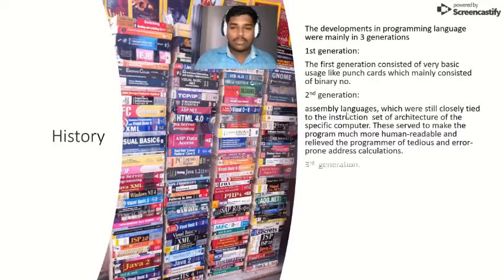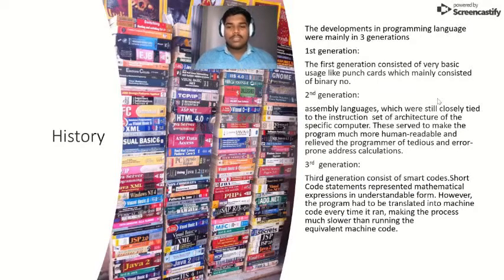Now, second generation, let's move forward. You can read all this. Third generation consists of smart code. Short code statements represented mathematical expressions in understandable form. However, they had to be translated every time the program ran, making the process much slower, and running the equivalent machine code.